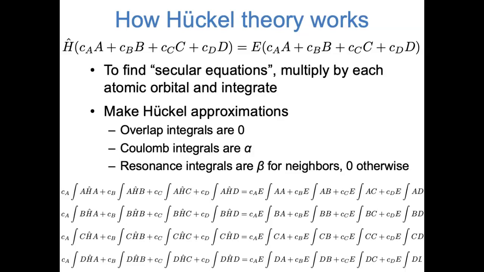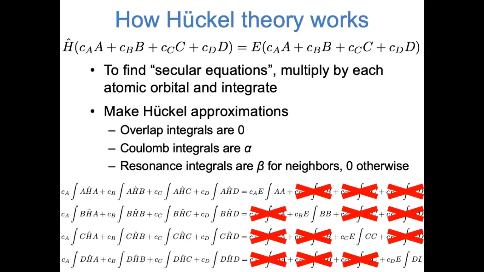The first approximation is that the overlap integrals are equal to 0. Recall that the overlap integrals are the integrals that have the form integral of one orbital times another orbital over all space. So something like integral of A times B is an overlap integral. Because we're assuming those are equal to 0, we can ignore a lot of the terms in these equations.